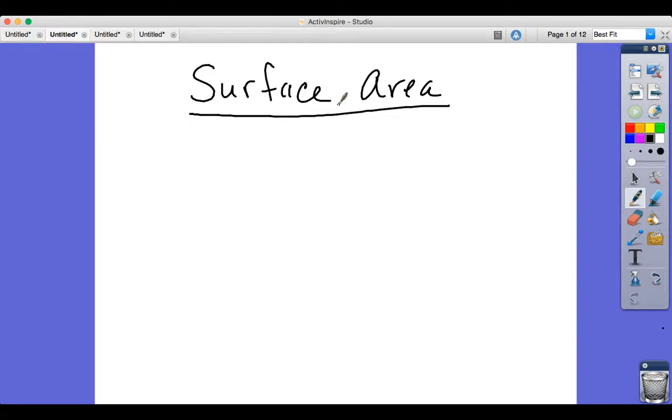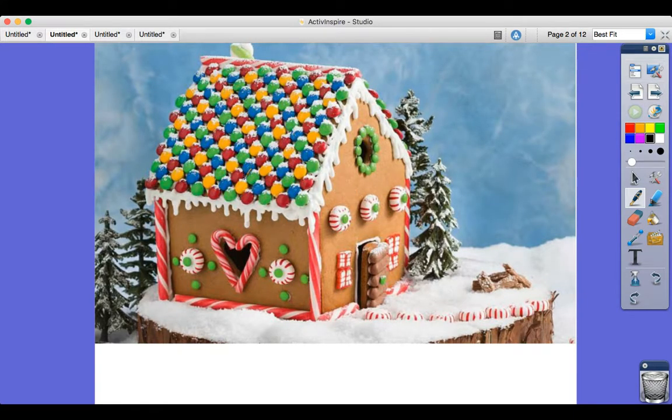Now, one of the most amazing three-dimensional figures that I've ever seen, and one thing that I absolutely love, is a gingerbread house. A gingerbread house, as you can see, has a couple of components. It's got a front, a roof, a back, a couple of sides, and it's got a base.